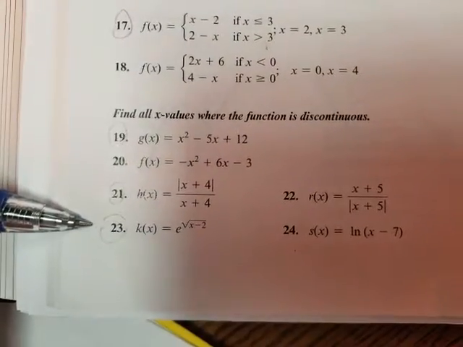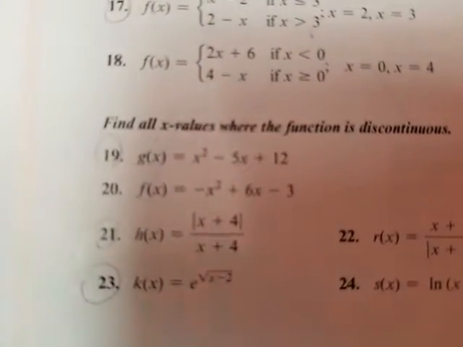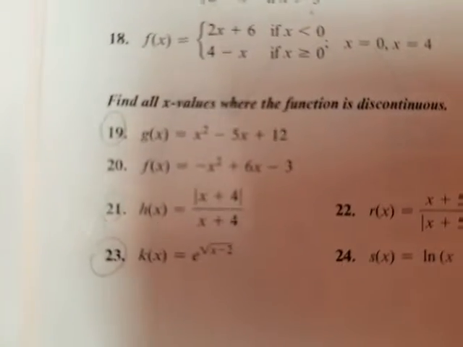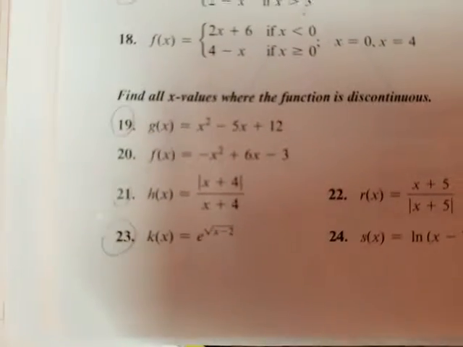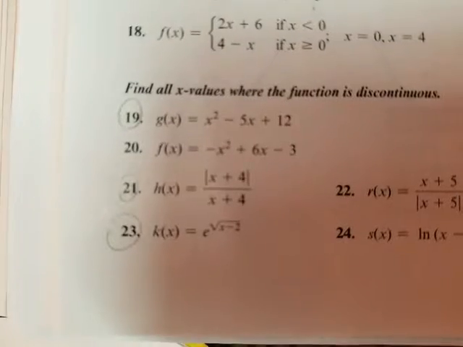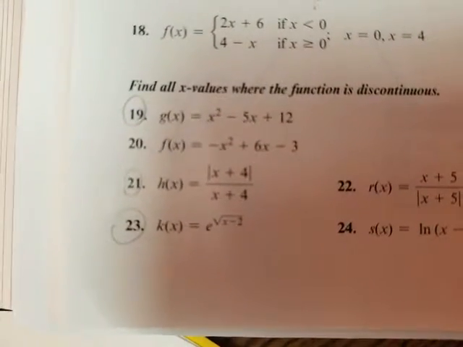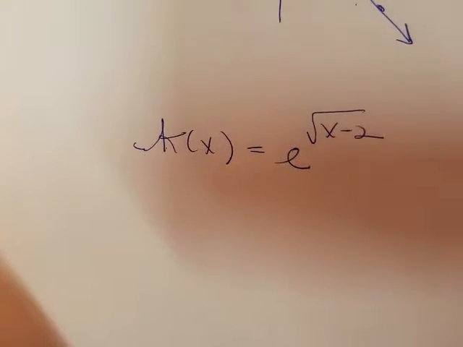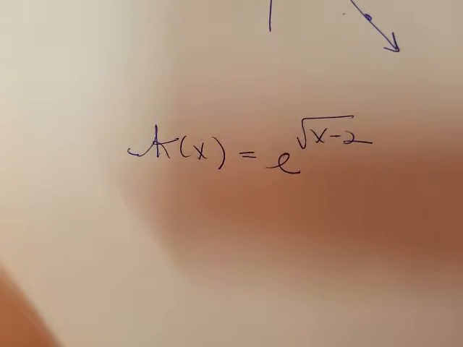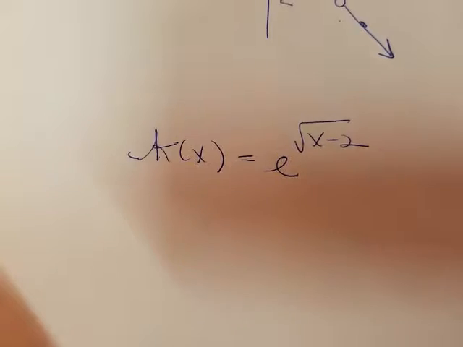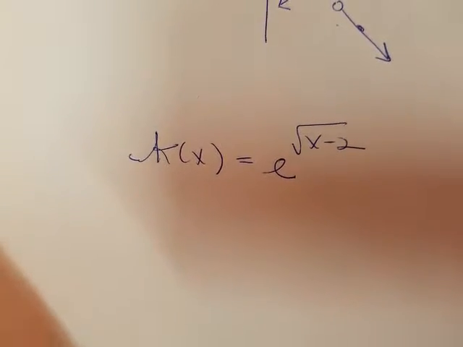All right, on 23, we have a square root. Let me kind of zoom that one in a minute. So on number 23, you have e raised to, that is just not getting unblurry for me. So e raised to the square root of x minus 2. So e can be raised to any power. The problem is for this to be continuous, what's under the square root bar would have to be greater than or equal to 0.